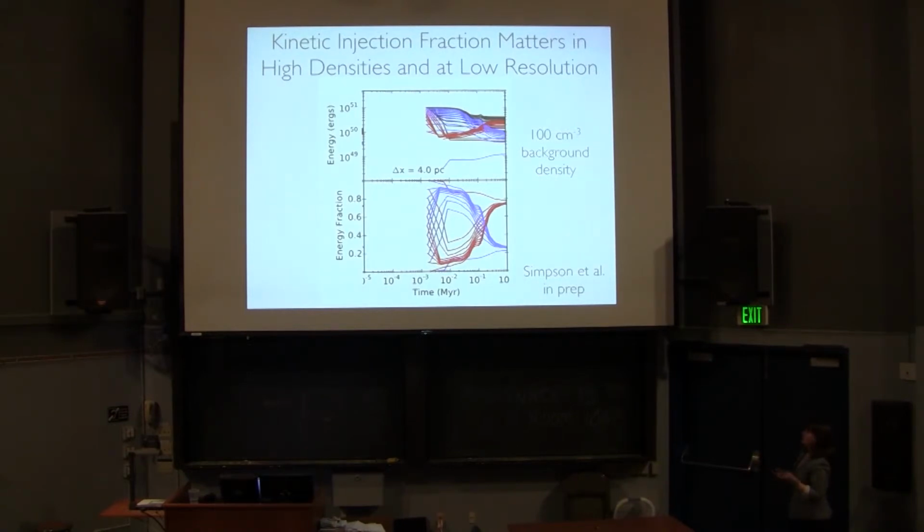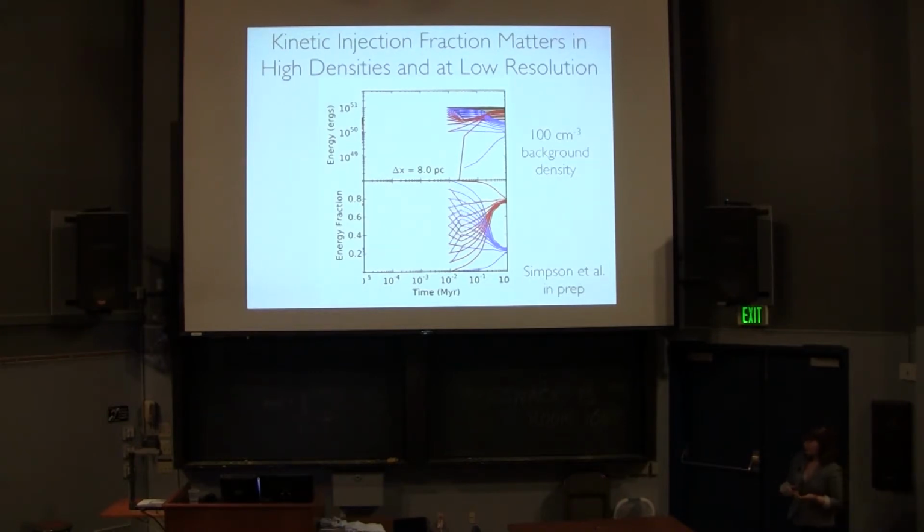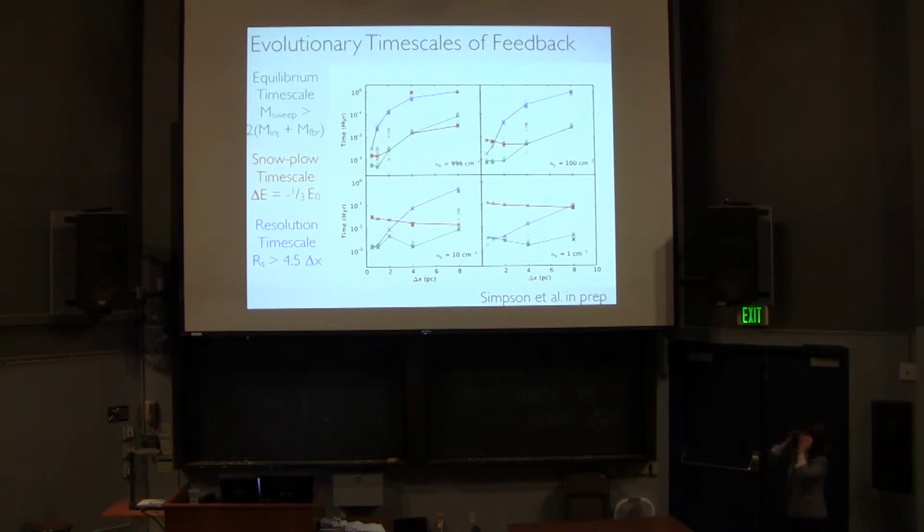The black lines, the amount of energy retained in the gas, depend very much on the initial injection of kinetic energy. And then at 8 parsecs, you get the same effect. So the fraction of initial kinetic energy injected matters at coarse resolutions and also at high densities. So how can we understand this?